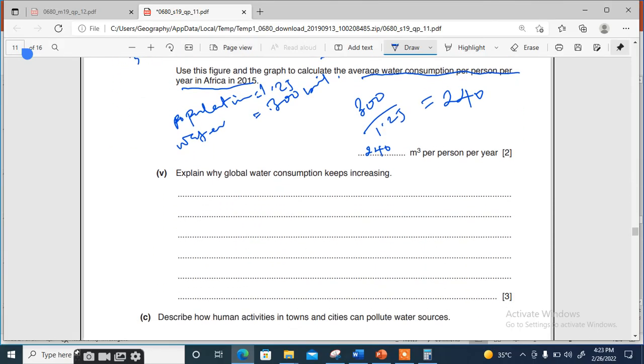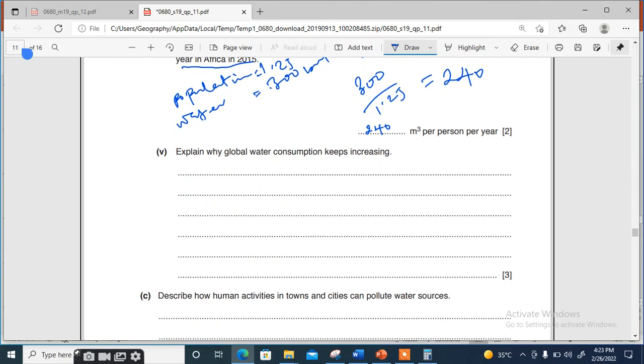Explain why the global water consumption keeps increasing. What are the factors that cause an increase in water consumption? It's simple. There will be an increase because of increase in population. You can also have increase in standard of living or increase in wealth.